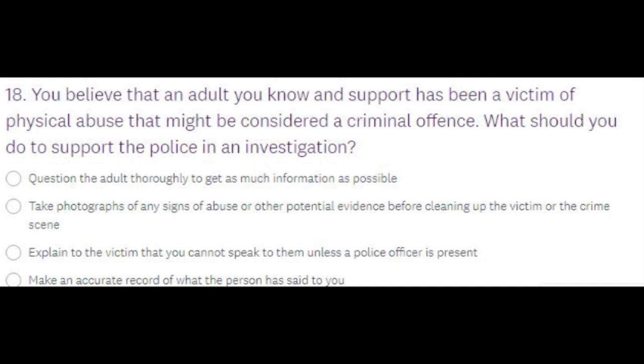So what will the right choice be? I know you're a bit confused. I'll come directly to the answer. Option D, make an accurate record of what the person has said to you, is the right answer.